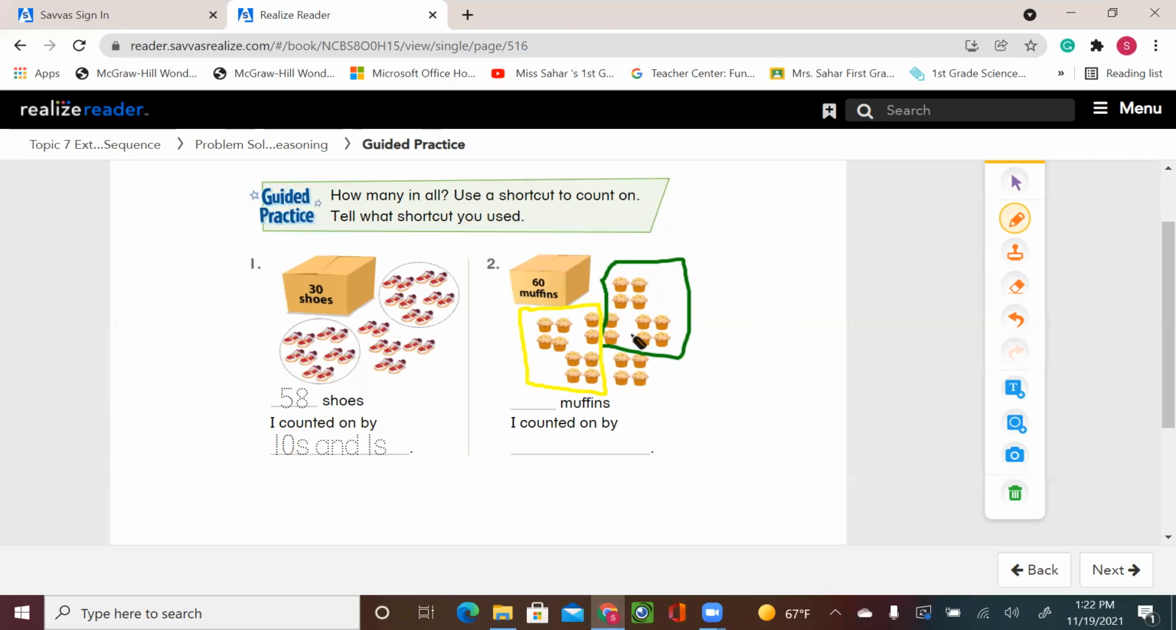And now I have the remaining, the less than a group of 10, they will be by ones. So 60, 70, 80, 81, 82, 83, 84. So I have 84 muffins in all. And which shortcut did we use? We group and we make 10. So we counted by 10 and also we had the remaining, so we counted by ones. So I will say I counted by tens and ones.